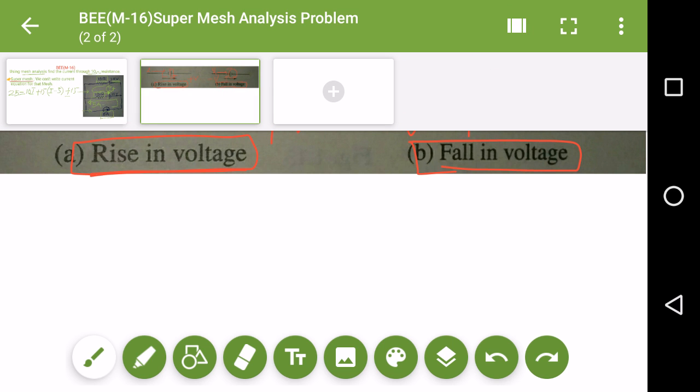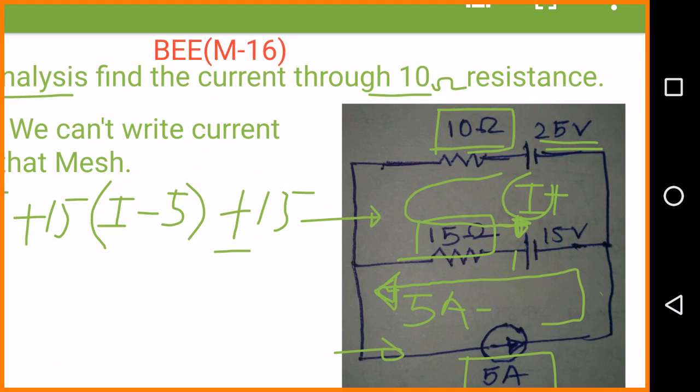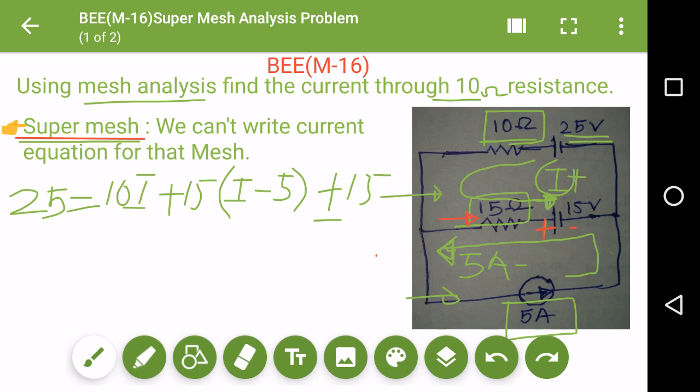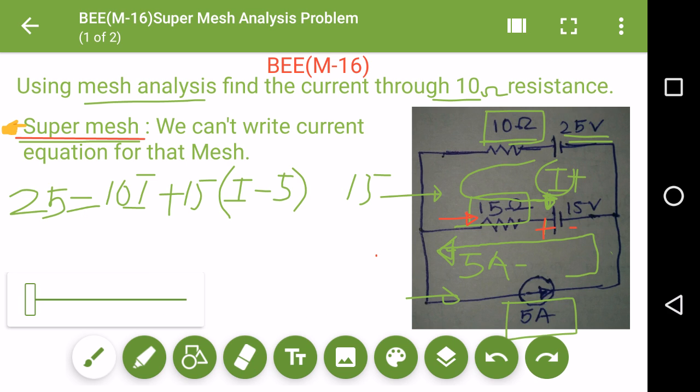Knowing this, come to our problem and tell me how I will write my 15 volt. My current is flowing in this way, so my entering point of the battery is positive while the leaving point is negative. So the fall in voltage will happen, and we represent a fall in voltage by a negative sign. So I will rub out this positive sign and put a negative sign before 15 volt, because the fall in voltage is happening.